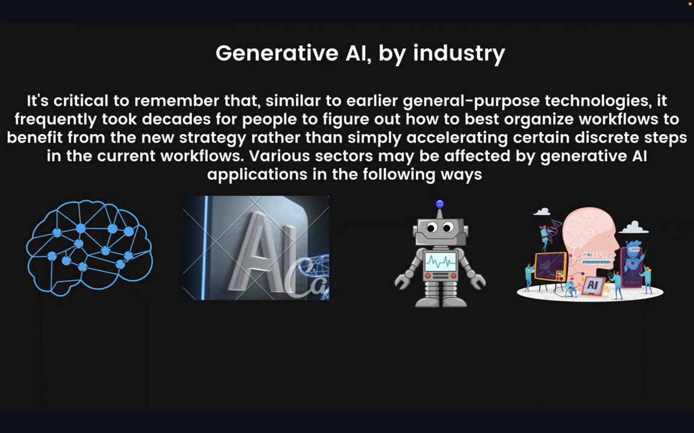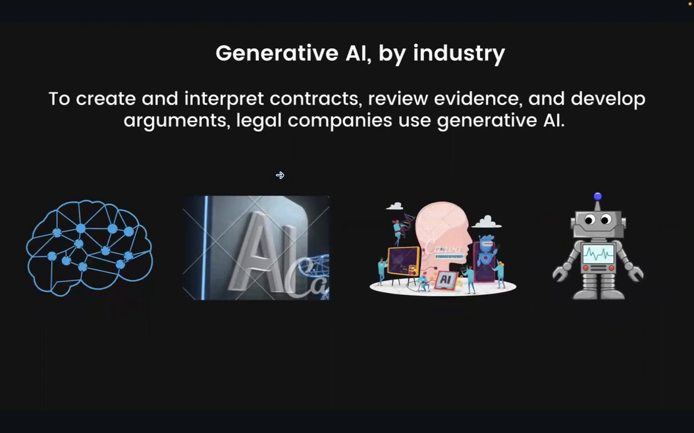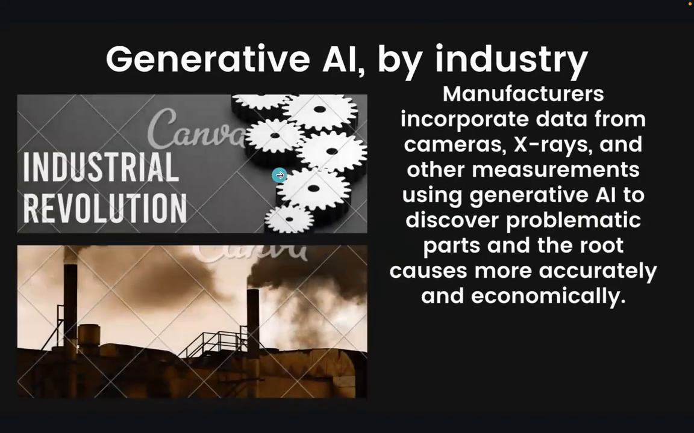In the current workflow, various sectors may be affected by generative AI application in the following ways. To create and interpret contracts, review evidence, and develop arguments, legal firms use generative AI. Manufacturers incorporate data from cameras, X-ray, and other measurements using generative AI to discover problematic parts and root causes more accurately and economically.